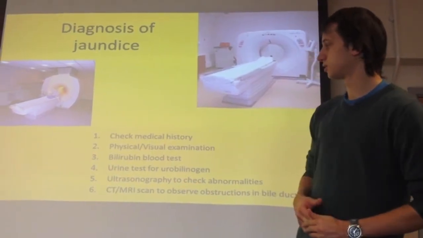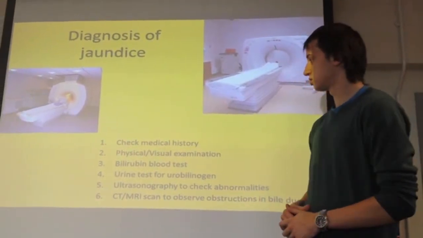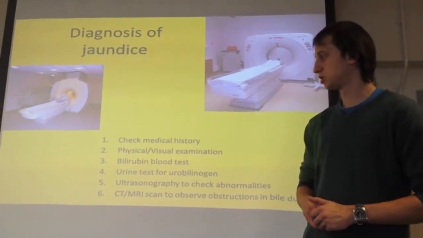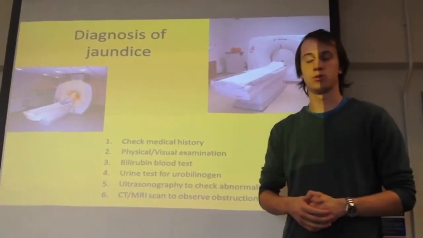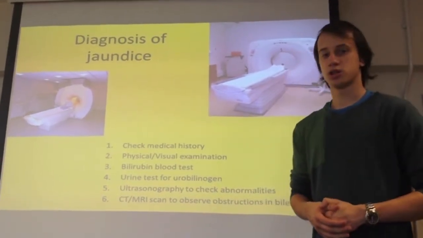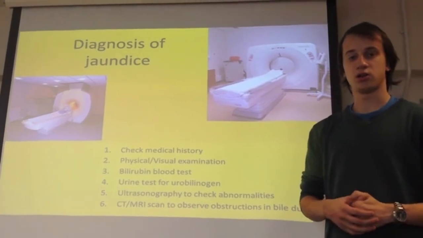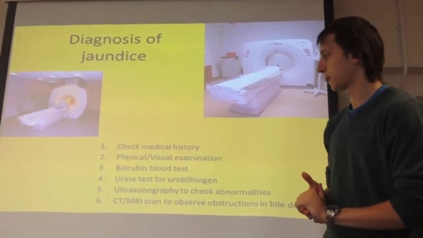Jaundice can be diagnosed first by checking the patient's medical history. This is done to check for any patterns that might lead to jaundice disease. The next step is physical and or visual examination, where the doctor checks the patient's liver, legs, ankles, the color of the eye sclera, the color of the skin, and the color of feces.